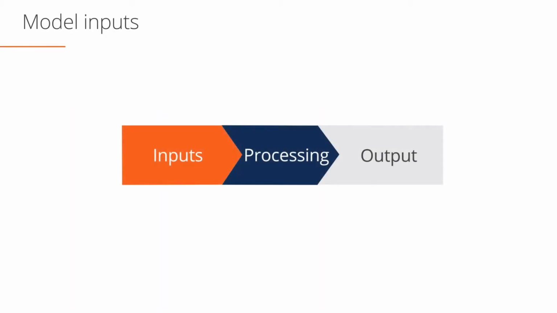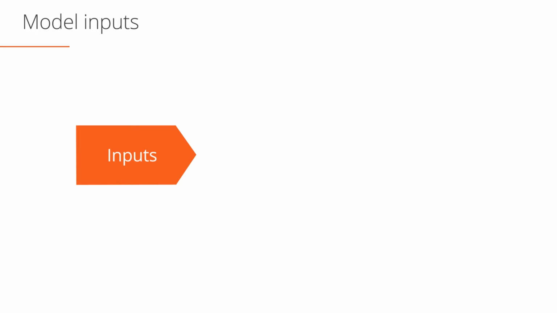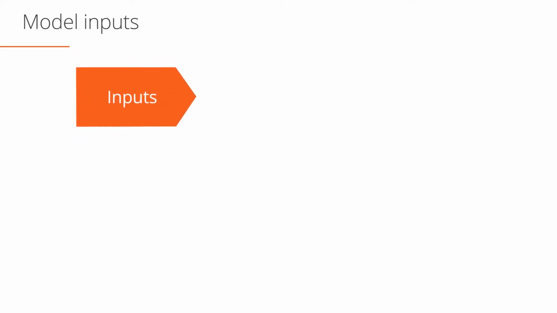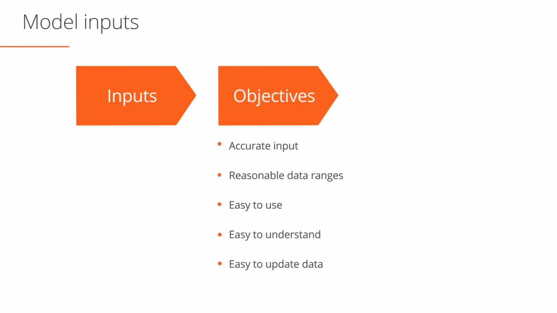Now, let's look at those financial modeling building blocks, the inputs, processing, and outputs in more detail. When building the input section of your financial model, you'll need to consider how your model ensures that inputs are accurate, inputs remain within reasonable data ranges, and that inputs are easy to use, understand, and update.